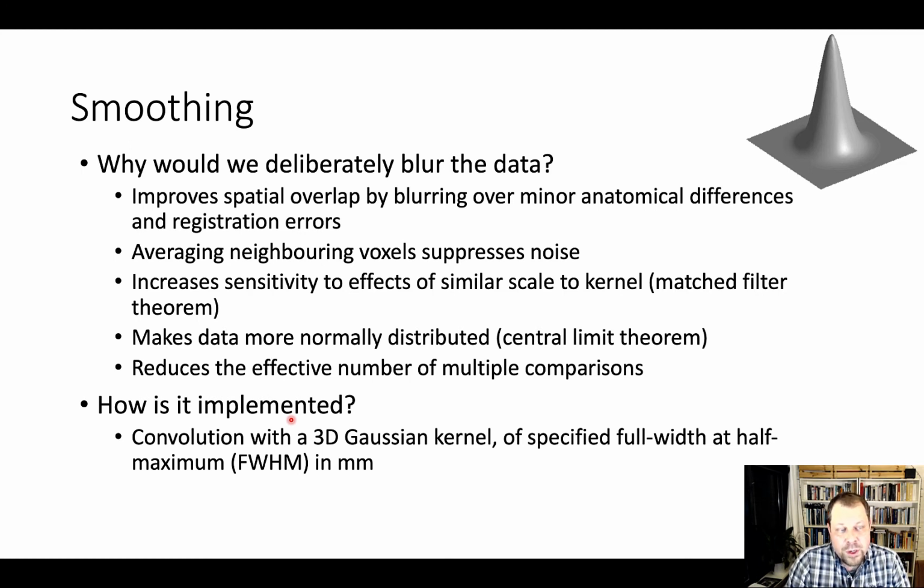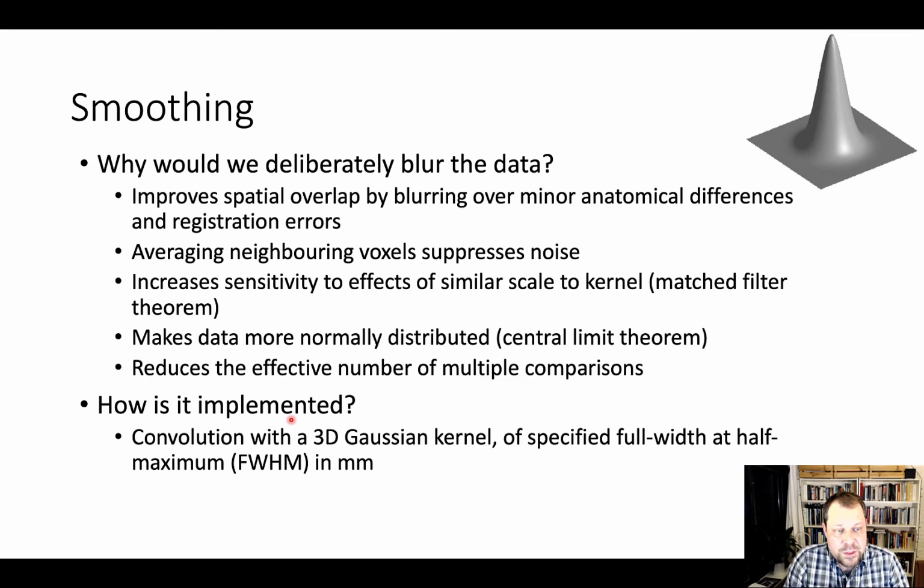Furthermore, blurring or smoothing, averaging makes the data more normally distributed, following the central limit theorem. And it reduces the effective number of multiple comparisons. That's the final point. Especially when we apply this to random Gaussian field theory, which we'll learn about in the future, you can think about this as leading to a lower number of actual comparisons that you need to do, and therefore you don't have to correct at the same level of family-wise comparisons.